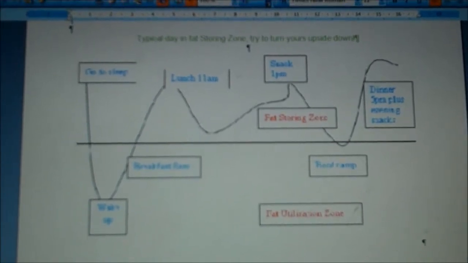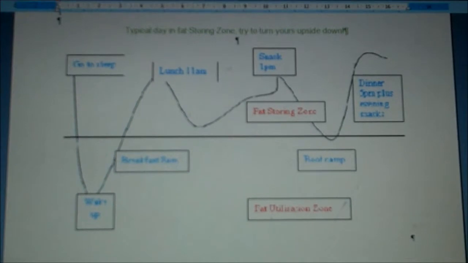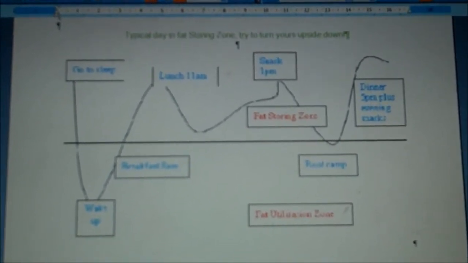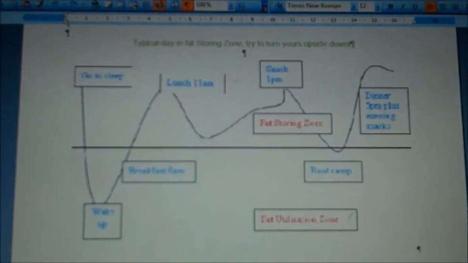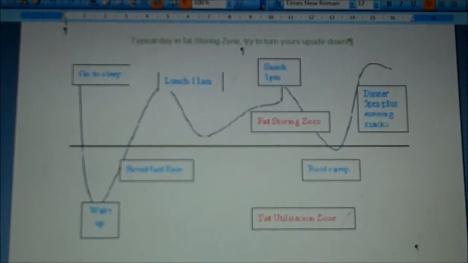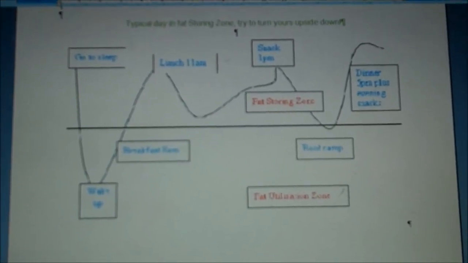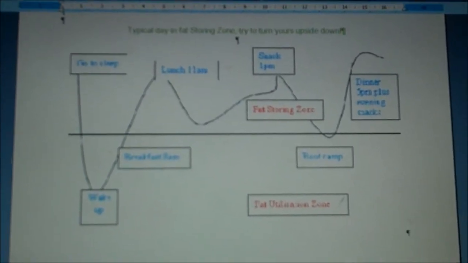Okay, so at the end of the video you should have an idea of what this diagram is all about and how we can use fat usage more throughout our 24 hour body clock rather than fat storage. Okay. So this is a diagram that was on the bottom of the article. Now I put this on there because it's a typical example of what somebody would go through in terms of their fat storage and fat usage for a typical day.